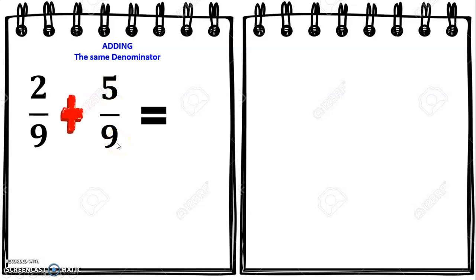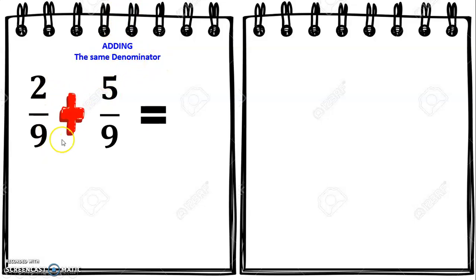Again, kids, when you say the same denominator, what does it mean? Where is the denominator? Very good. The denominator is below or under. And the upper part is what you call the numerator. So 2 is the numerator and 9 is the denominator. Again, 5 is the numerator and 9 is the denominator. Do you understand, kids?